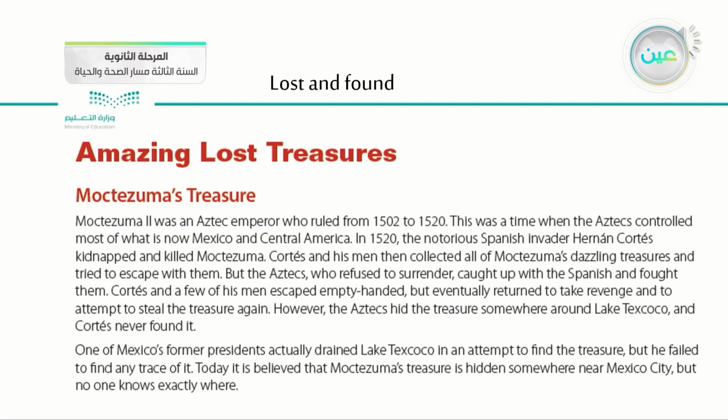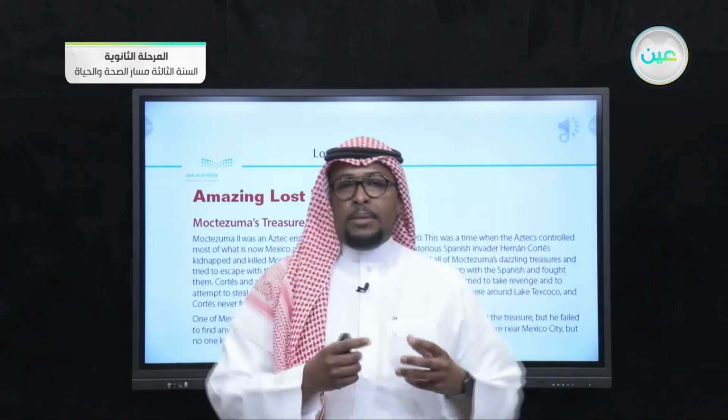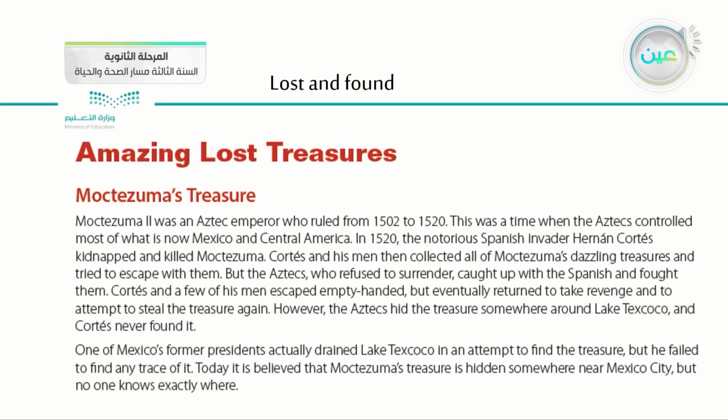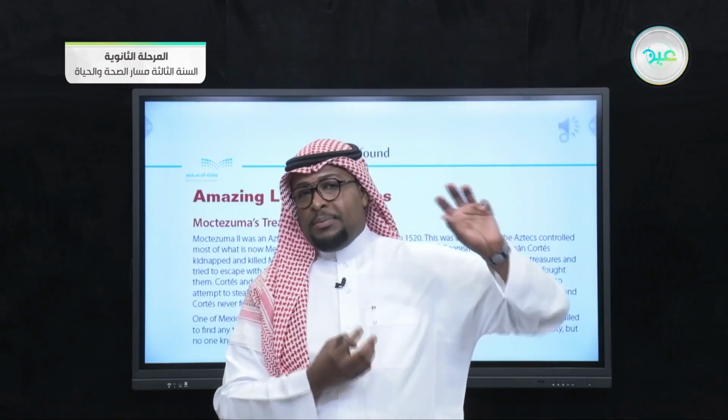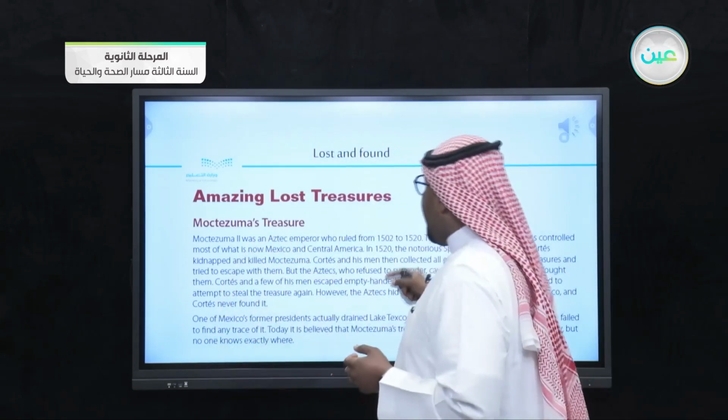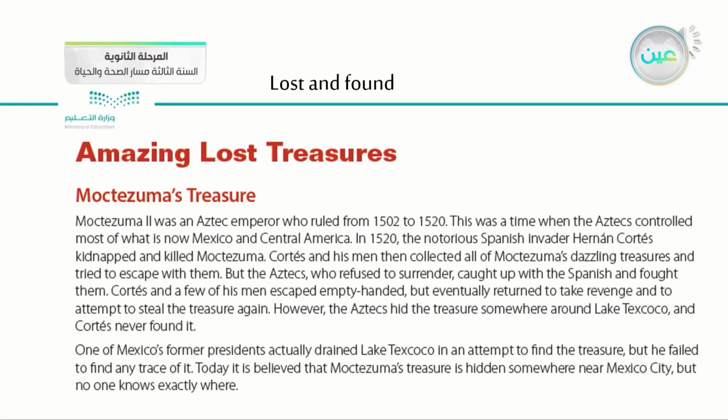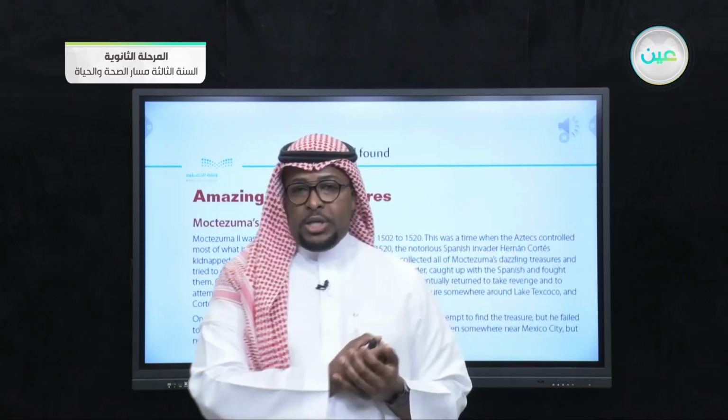Okay, guys, after we listen to this audio, we would like to discuss some of the information in here. Of course, this audio is talking about what we call Moctezuma's treasure. A treasure is something expensive, something valuable. No one knows where the place of that treasure is. And here we have Moctezuma the second, who was the Aztec emperor. He was an emperor of the Aztec civilization, which was in Central America and Mexico nowadays.